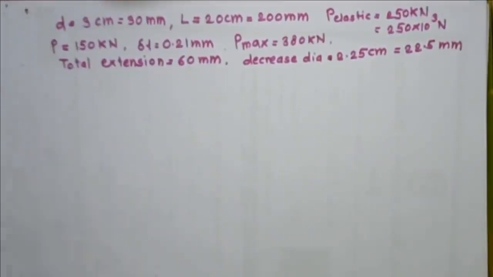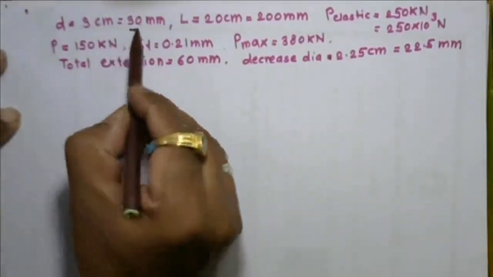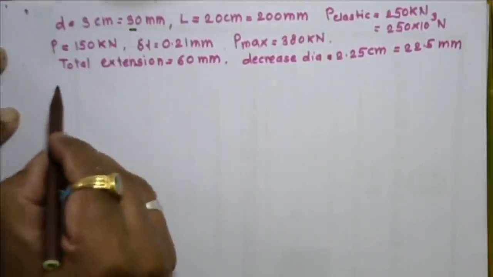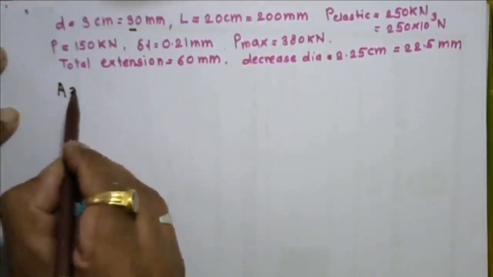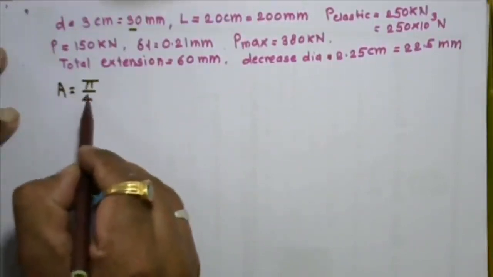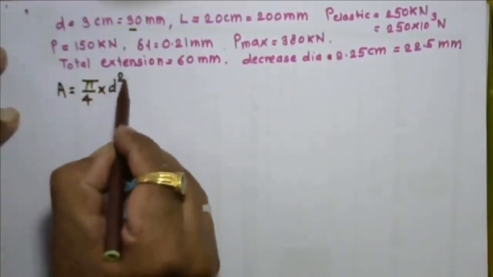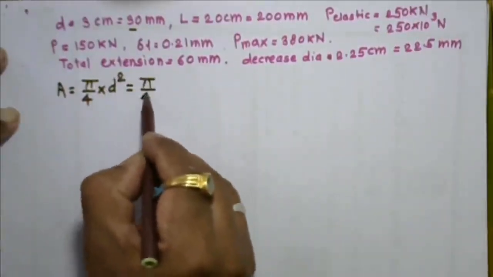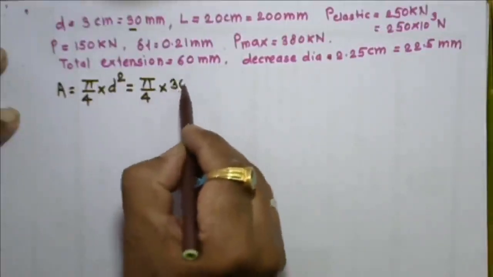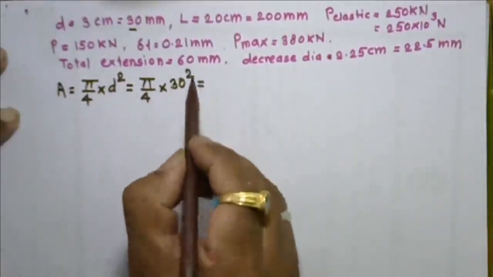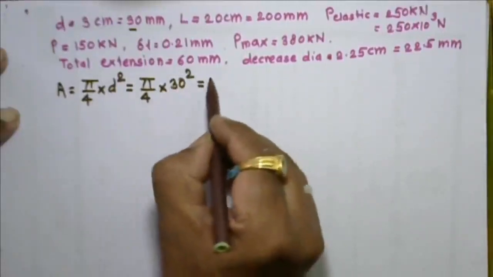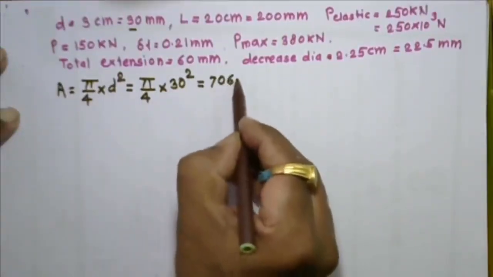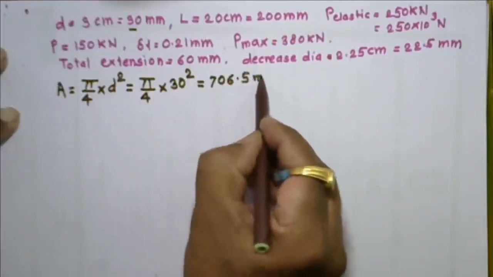Now first we have to calculate the Young modulus. Diameter is given, so we may calculate the cross sectional area of the bar. Area of the bar A is equal to pi by 4 into d square. So pi by 4, d is given 30, bracket square. Do the calculations. Our answer is 706.5 mm square.